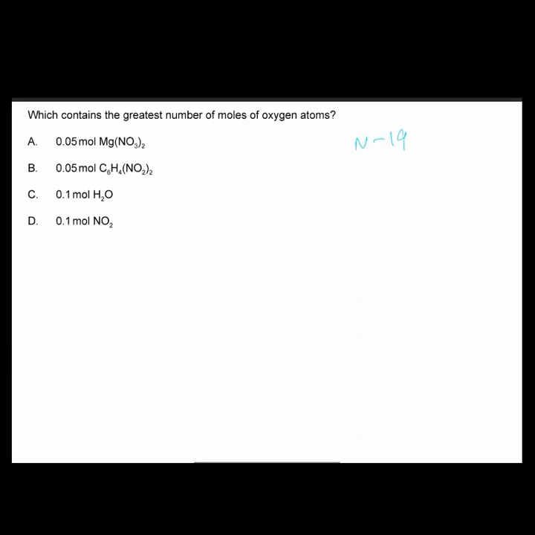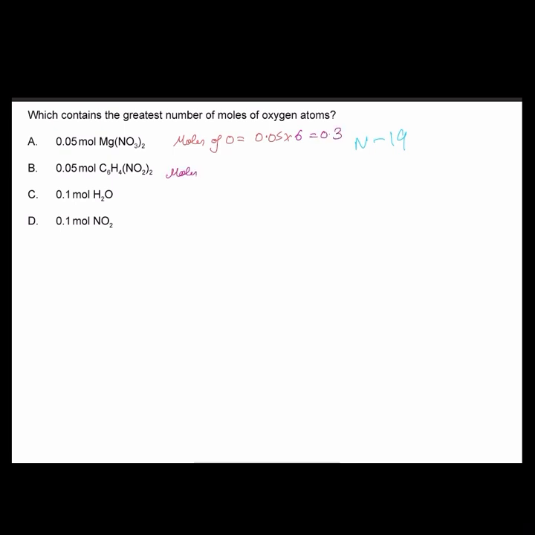Now the next one, question 19, which contains the greatest number of moles of oxygen atoms. Again, find which one has the highest moles of oxygen atoms. That will be the answer. Basically here the moles of oxygen would be 0.05. And one molecule of MgNO3 twice contains 6 atoms of oxygen. So 0.05 moles will contain 0.05 times 3. So you have 0.3 moles of oxygen.